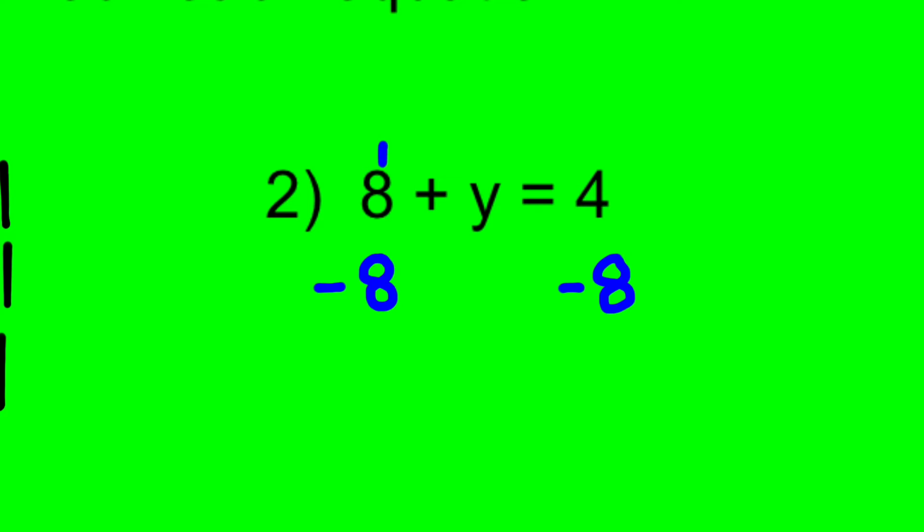Now, positive 8 minus 8 goes away, and I'm left with a positive y. But just like integers, if we have a positive sign in front of a variable, we can just say that that's y. And then positive 4, negative 8, the signs are different, so I subtract. And since I have more negatives, I have negative 8 and 4 positives, the answer is negative.